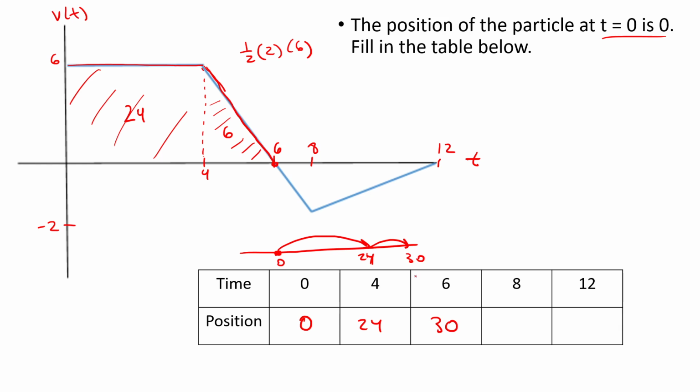Okay, so a lot of students will say that the answer is 6 here. Careful. It's not telling us where we are. It's telling us how far we went from where we were. It's telling us how much motion we did. So we were at 24 at 4 seconds, and then between 4 and 6, we got 6. That means we went an additional 6 units to the right.